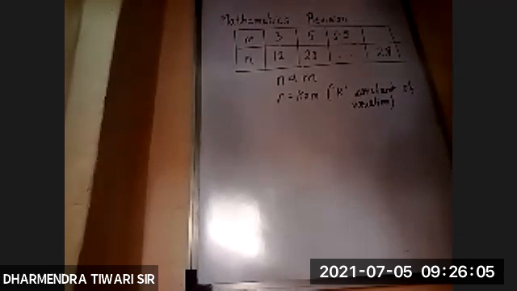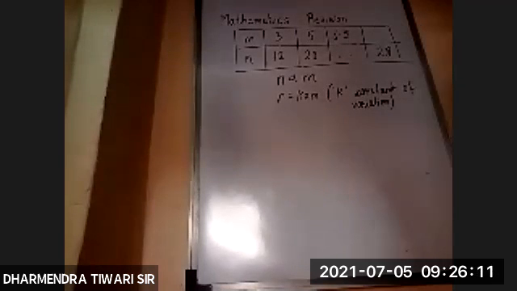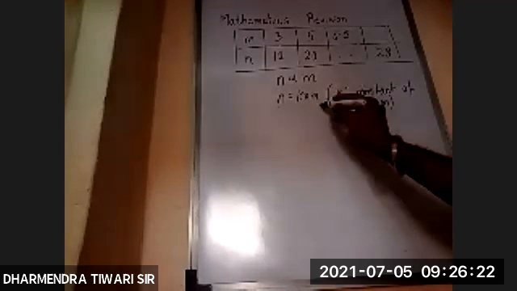Where K is the constant of variation. As we did in our earlier problem, if we know both the values of the variables, then from there we can get the value of K easily. So this is my equation number 1.